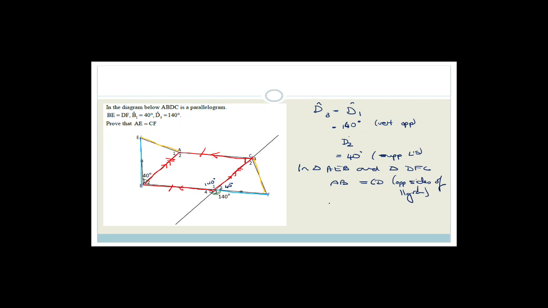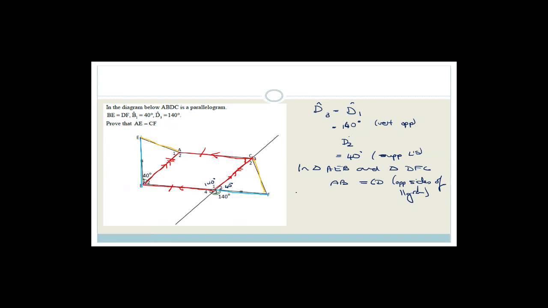We also know that angle D2 is equal to 40 degrees. Why? Let me show you. We know that this angle here is 140 degrees. So an easy way to do it is just say, well, these two are supplementary, it's on a straight line, therefore that is 40 degrees. But let me show you how to write that down. So let me just make some space and then write that down for you.